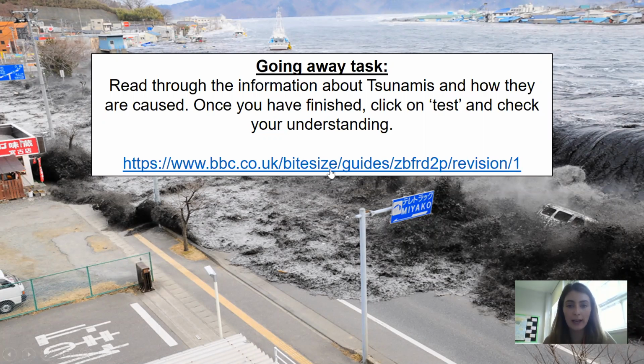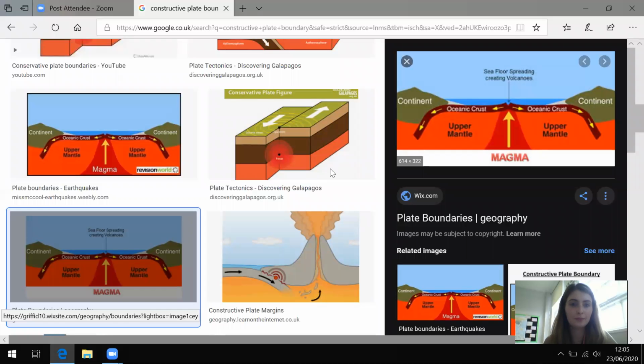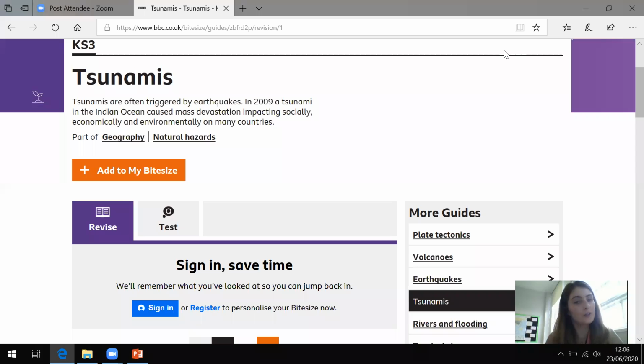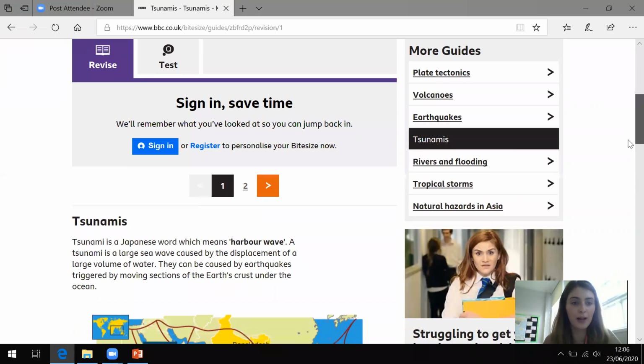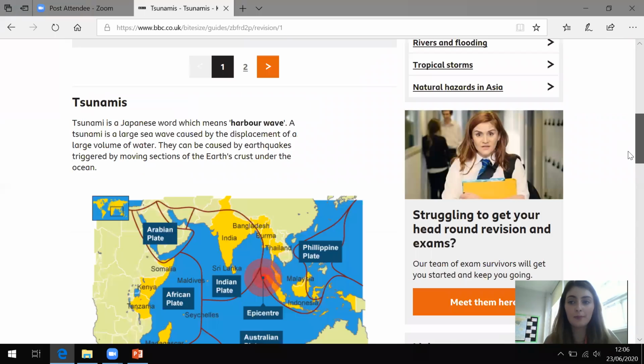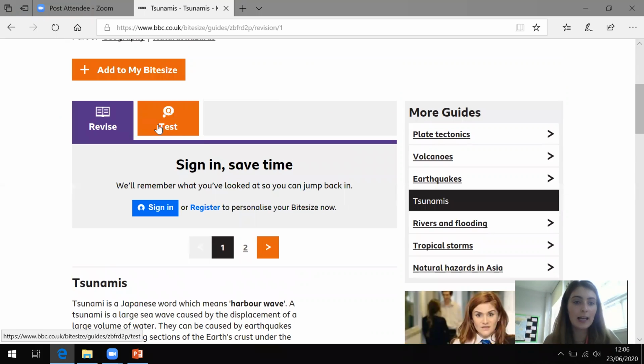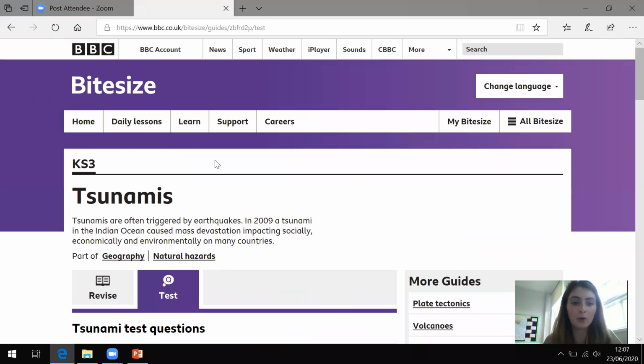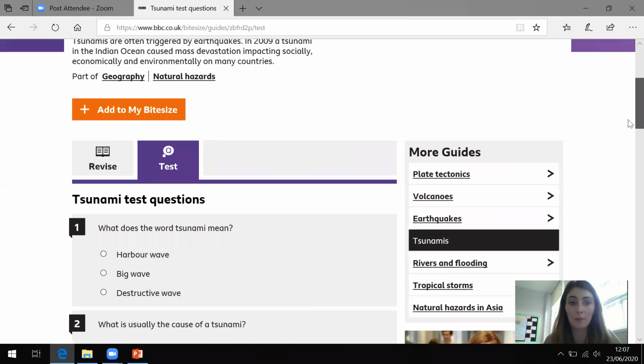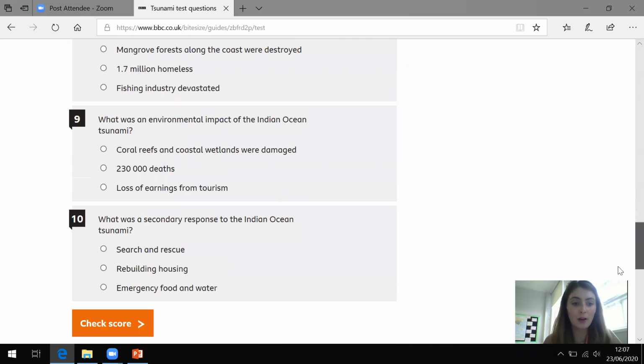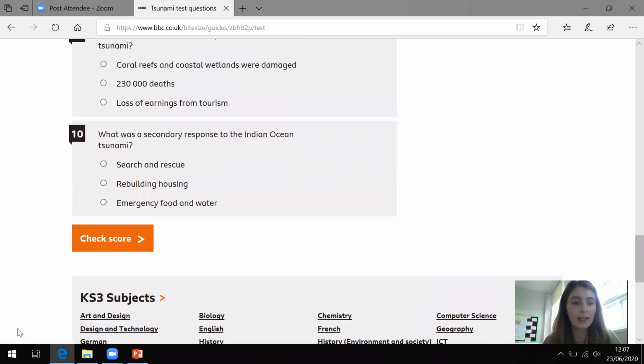So if I just click on the link here, it should load on my laptop. So the link should bring you to this page. You're going to scroll down and read through all of the information under revise, which is 2 pages. Then once you've finished that, you're going to click test and complete the multiple choice questions on that information. So it is out of 10. So at the end of it, you click check score and then send me your scores via email.